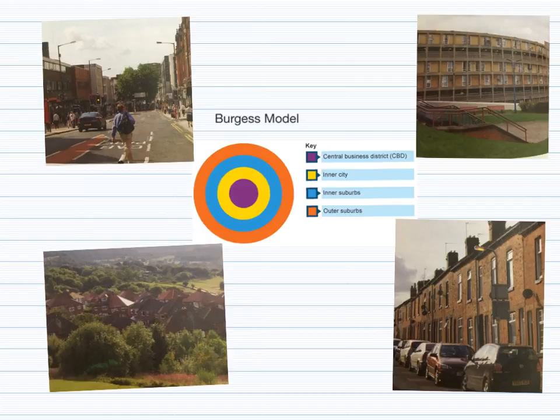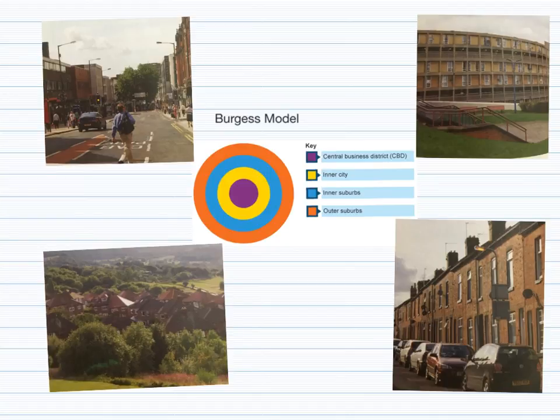This is the Burgess model. It's quite a simplified vision of cities. In the middle you have something called the Central Business District, or CBD. The CBD is usually an area where you get the shops, the main road networks, car parks, and a little bit of residential but not as much. If you do get any residential, it's flats above shops, and that kind of thing.